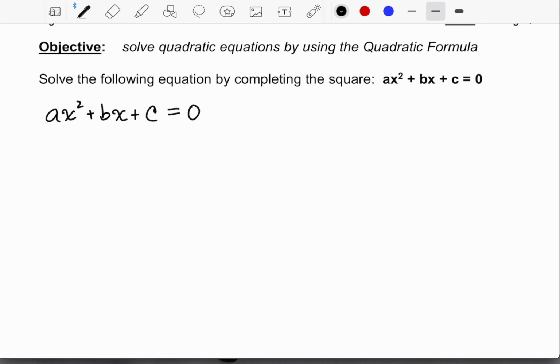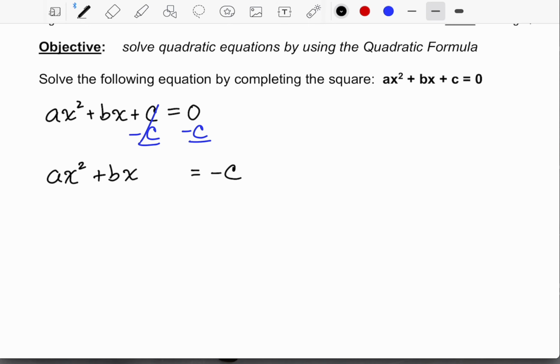The first two steps are interchangeable. We need to have a leading coefficient of 1, and we also need to get rid of the c value, or whatever the constant term is. You can do that in whatever order you want. I'm going to move the c value over first. The way I'm going to do that is by subtracting c from both sides of the equation. Subtraction property of equality. It works even with letters. So ax squared plus bx, leave a little space to complete the square, is equal to negative c. 0 minus c, negative c.